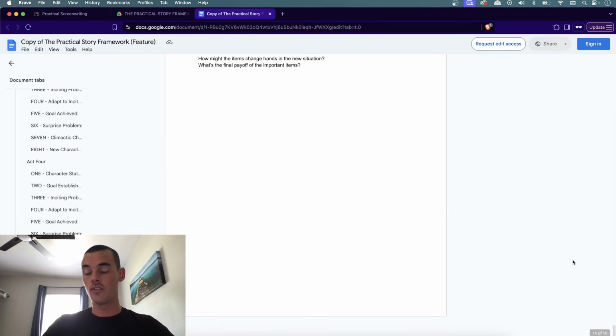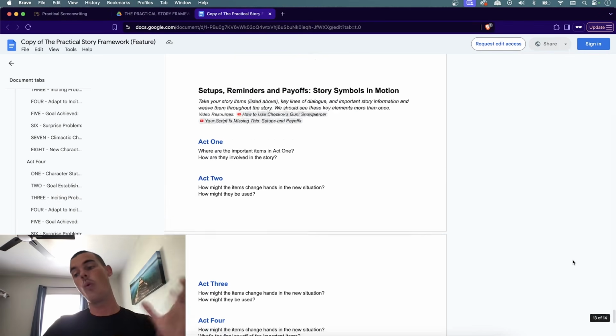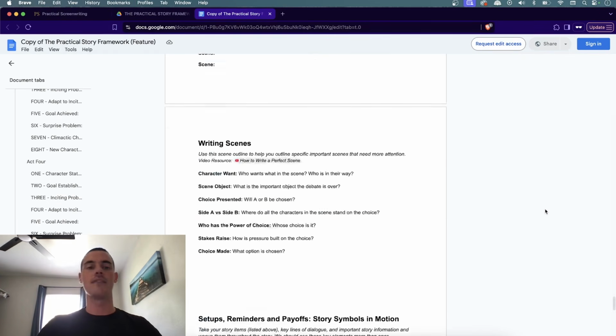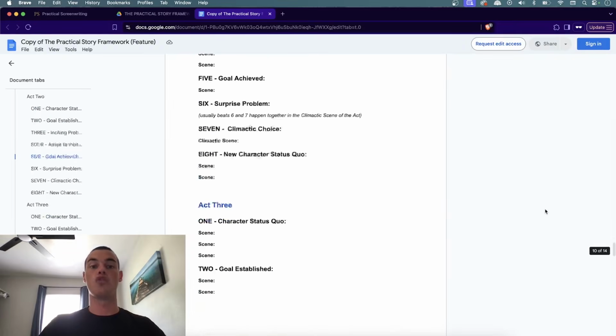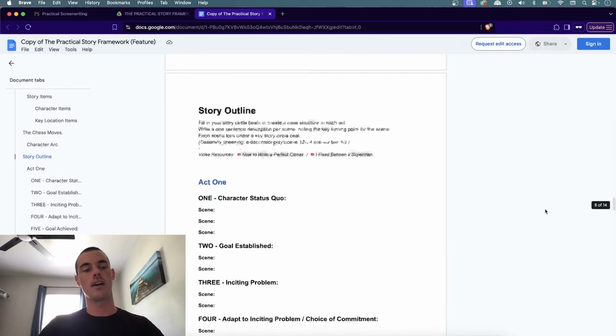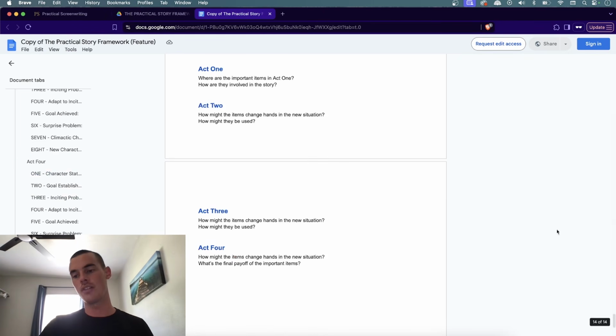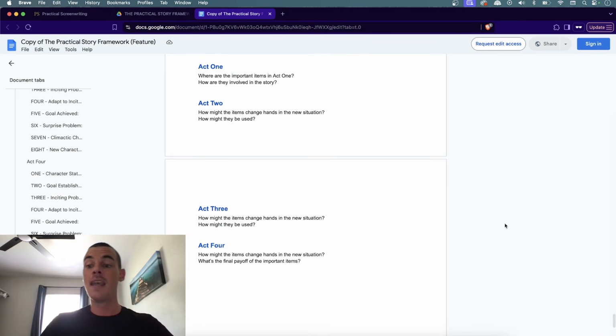And that's pretty much it. So this version is now way shorter than the older versions of the framework that I had. I have really condensed the story outline part down so that it's a lot clearer here. Rather than having like a story circle separate from the scene outline, I have condensed it down into one clean, crisp outline so that this document is not so massive. And that's pretty much it.